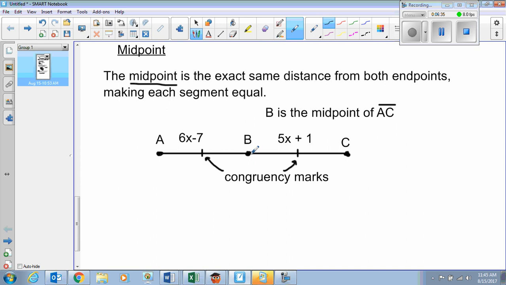So there's two things they can do. They can tell you B is the midpoint, and then that means those two segments are equal. Or they can show you congruency marks, and that means that B is the midpoint. Those work inverse with each other.